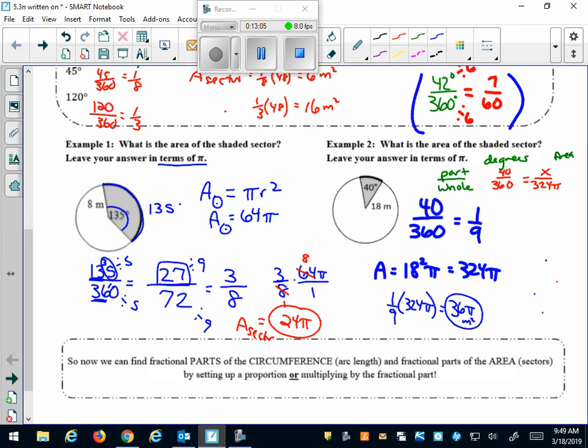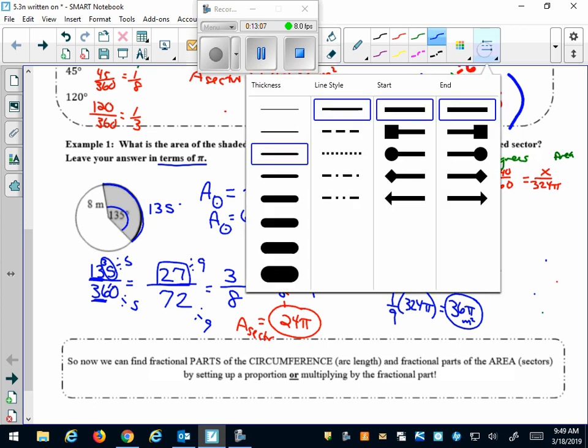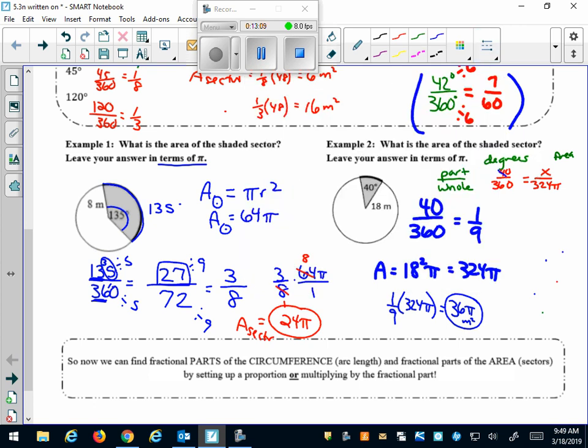Then when you simplify your fraction and you get 1/9, you just cross multiply and solve for x. So you would get 9x equals 324 pi.